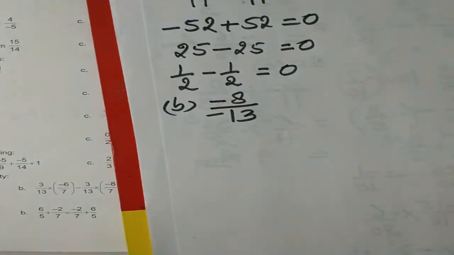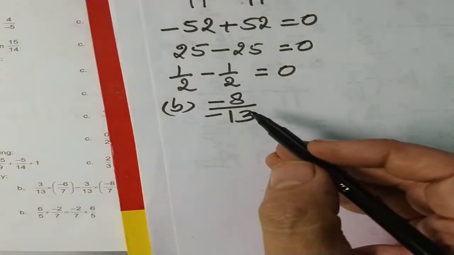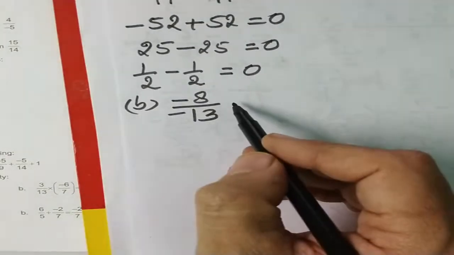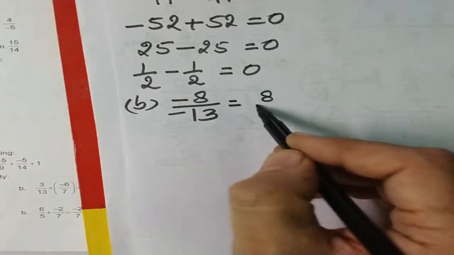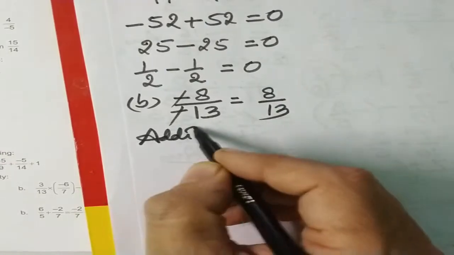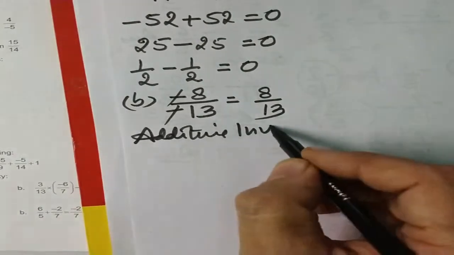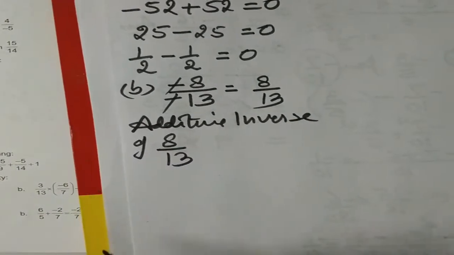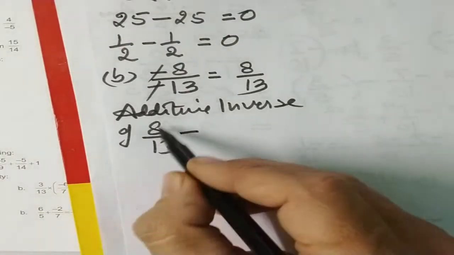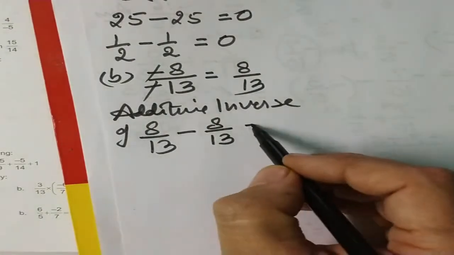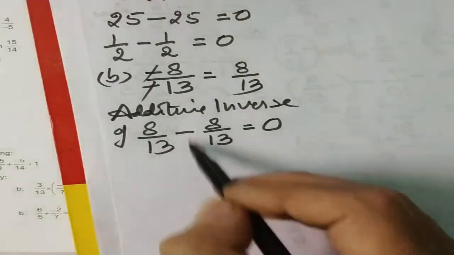Check the whole thing from beginning. You will have no doubt. The whole exercise will be clear. What is the additive inverse of minus 8 upon minus 13? So first there are two minus signs. So first we will make it 8 upon 13. This minus and minus should divide. Now the additive inverse of 8 upon 13 is, what will you add so that the answer becomes 0? It is minus 8 upon 13. It is 0. So this is the additive inverse.